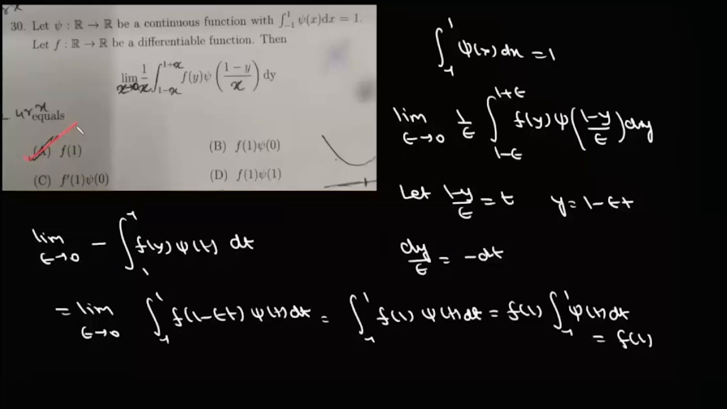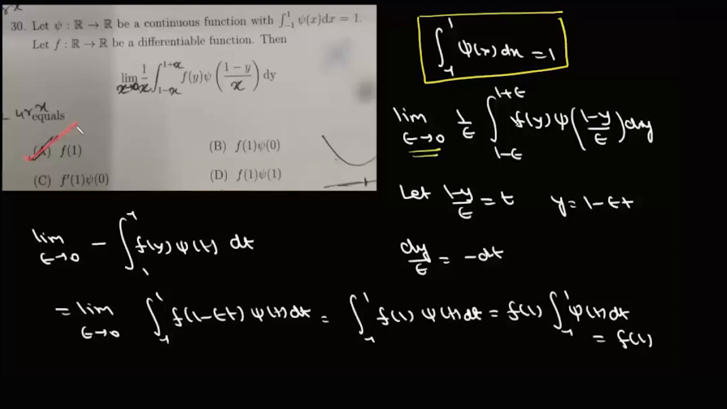Now the question is, we are given two functions psi and f, and we are given that this integral from minus 1 to 1 psi x dx is 1, and we need to find this limit epsilon tends to 0, 1 upon epsilon, this integral from 1 minus epsilon to 1 plus epsilon f of y psi of 1 minus y upon epsilon dy. Now we have epsilon here, we have epsilon in the limits. So what we'll do is, we'll do substitution and we let 1 minus y upon epsilon as t.